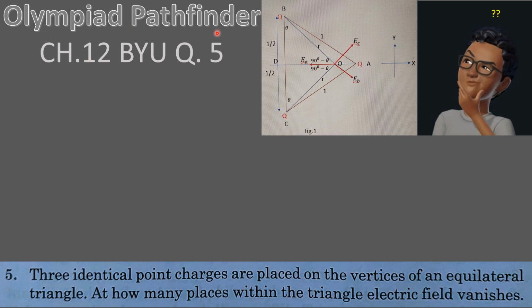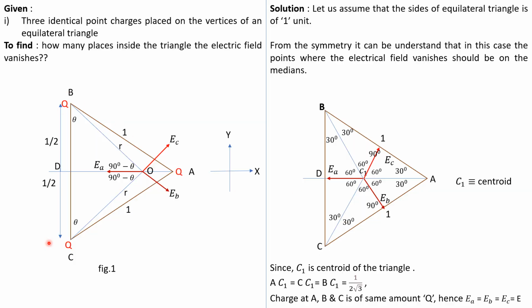This question is from Olympiad Pathfinder, Chapter 12, Build Your Understanding, question number 5. Three identical point charges are placed on the vertices of an equilateral triangle. At how many places within the triangle does the electric field vanish? So ABC is the equilateral triangle. For convenience, we have taken the side as 1. You can take any.